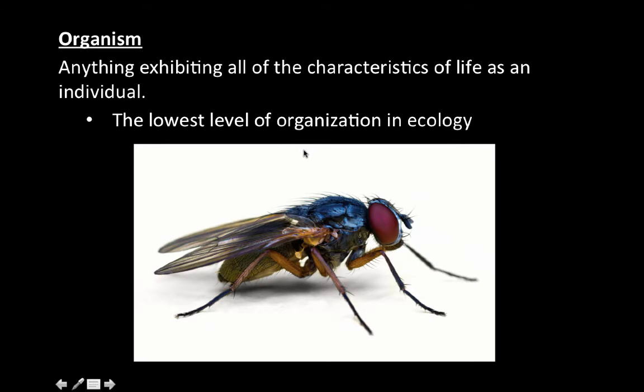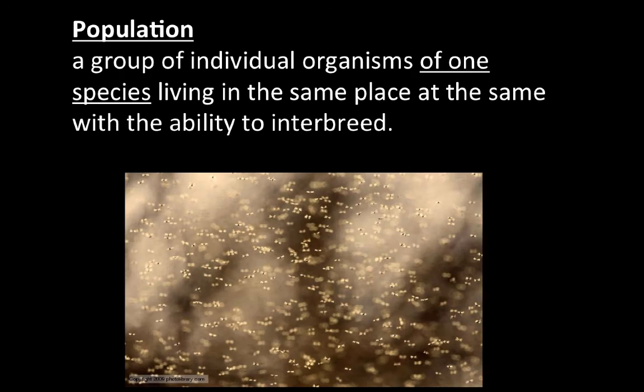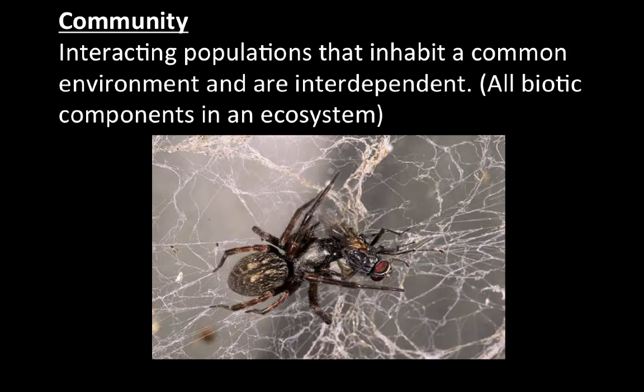So going through definitions of each of these just real quickly, and my pictures here will reflect the definitions as well. An organism is anything exhibiting all the characteristics of life as an individual. It's the lowest level of organization in ecology, boiled down to the individual organism. Now we move up to a population. A population is individual organisms of one species living in a group at the same place at the same time. So you can see a swarm of flies here, up from one individual fly.